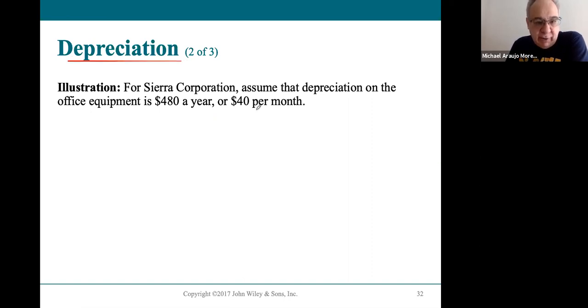They're simply going to give you what the depreciation is. So here, Sierra Corporation has office equipment, and they have calculated the depreciation at $480 for the year, or $40 for the month. Since we are simply looking at October records, we're going to simply record the $40 depreciation expense for October.